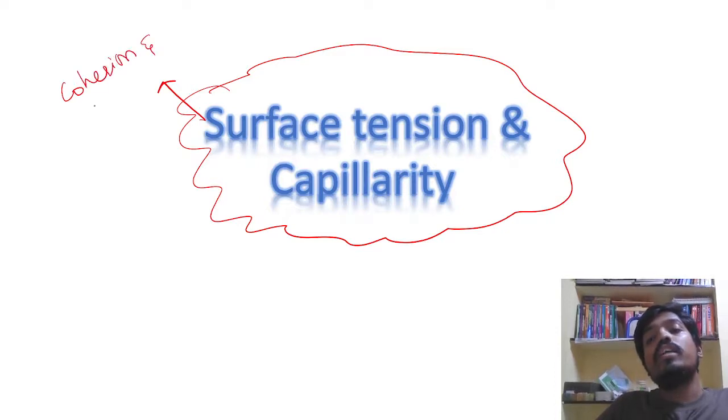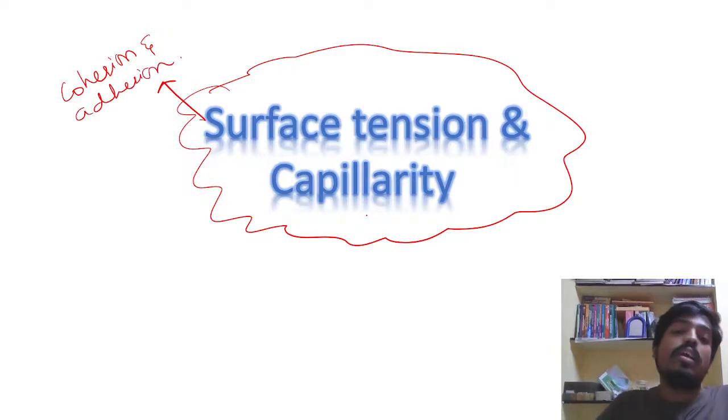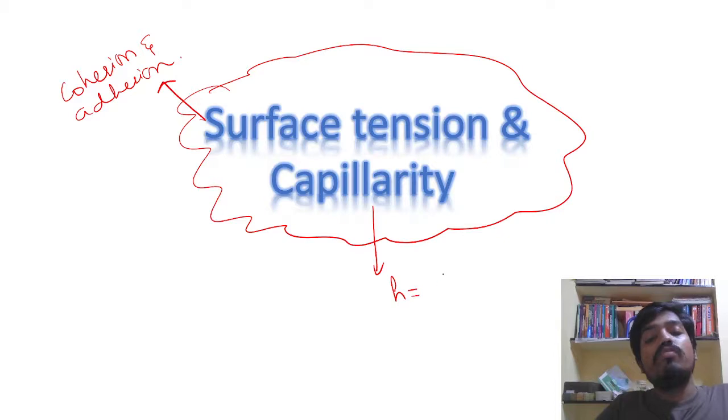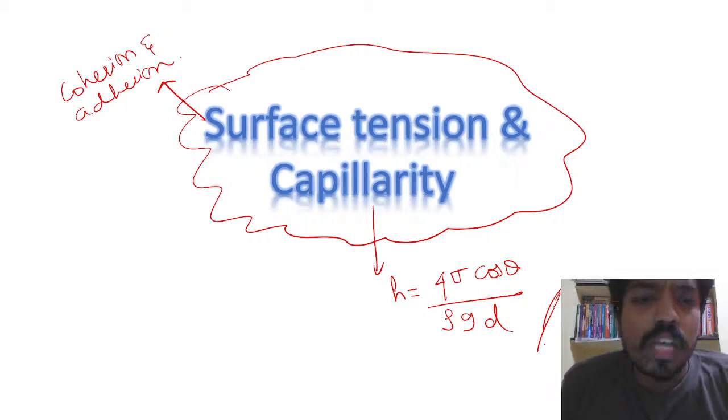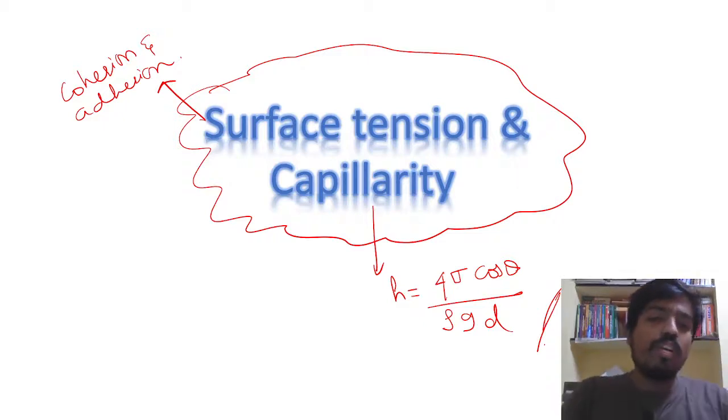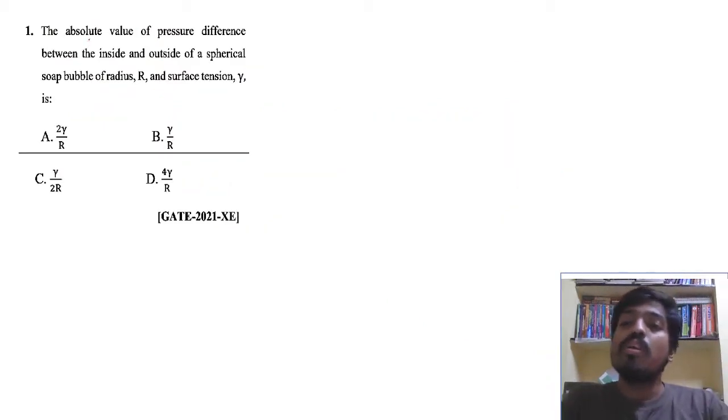Cohesion and adhesion. Capillarity rise formula is 4 sigma cos theta divided by rho g d. Remember this formula? This is for capillary rise or capillary fall, whatever it is, we can use.